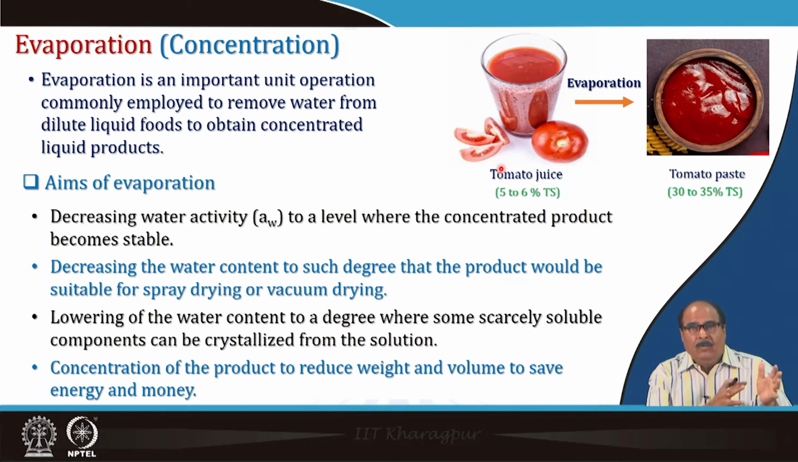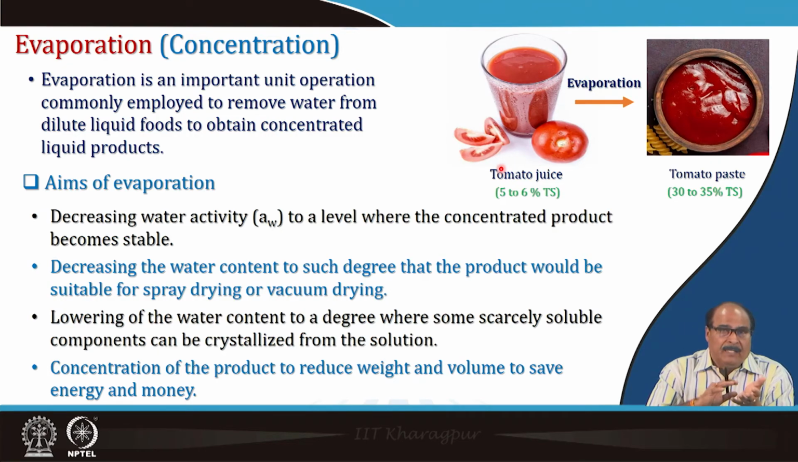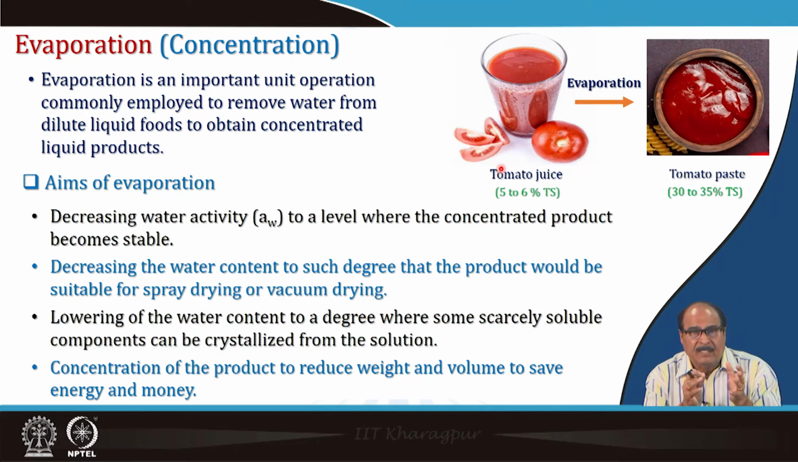Now, after drying, let us study evaporation. Evaporation is the removal of moisture. It is an important operation generally employed in the concentration of juices in the fruit and vegetable processing industry, that is for preparation of paste, puree, etc., like for example tomato juice. For long term storage, the juice is converted into paste or puree of higher total solids, maybe 30 to 35% total solids.